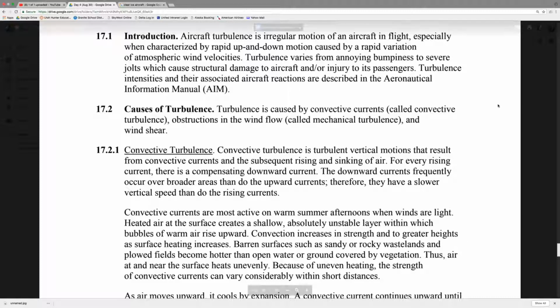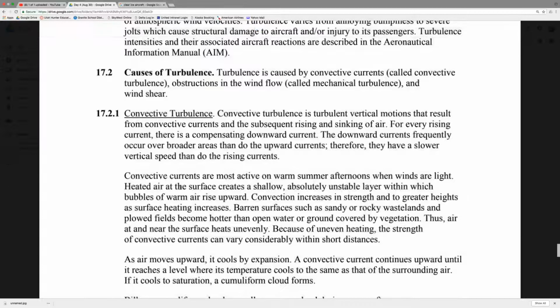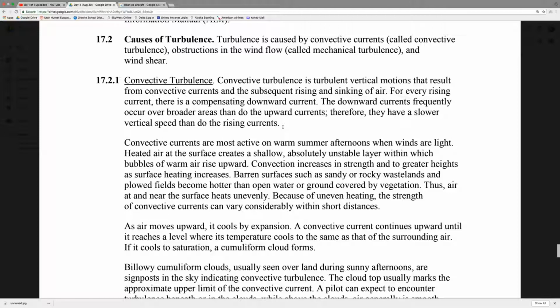And then convective currents, that's the thermals, rapid rising of air. So convective turbulence is turbulent vertical motions that result from convective currents and subsequent rising and sinking of air. So these are those pockets that form where the ground is warmer in one area than in another, and creates these pockets of warm air, and that's what causes our turbulence. So those rising pockets of air. Okay.